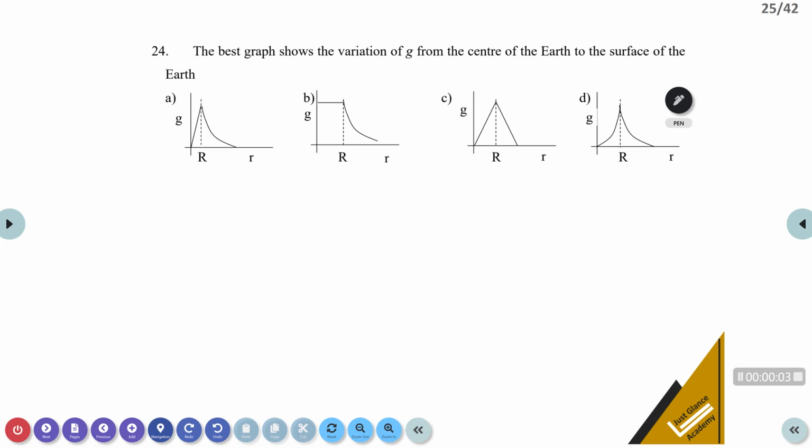Okay, students, now in the second part of this video, I am discussing from question number 24. The best graph showing the variation of g from the center of the earth to the surface is, students, remember this one, the right one. Up to the surface, r is less than or equal to R, and g is directly proportional to r. But beyond this, g is inversely proportional to 1 by r square. You get the same graph in the electric intensity also. So this is the right graph.